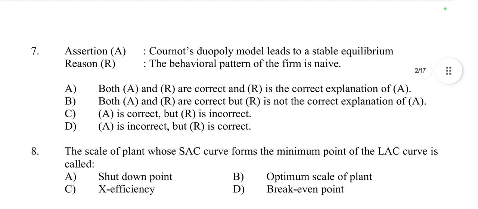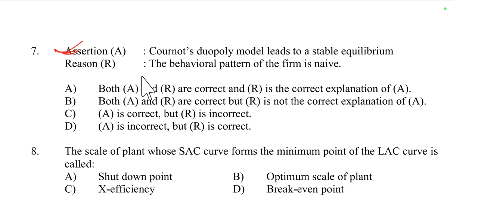Then question number 7, an assertion and reason based question. Assertion is Carnot's duopoly model leads to a stable equilibrium. This is correct, because in the Carnot model both firms simultaneously choose their quantity of output and the model reaches a Nash equilibrium where neither firm has an incentive to deviate unilaterally.